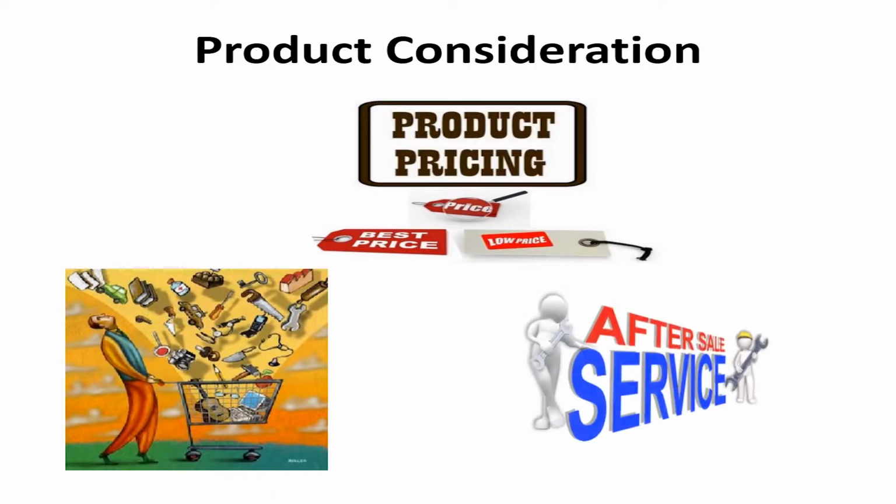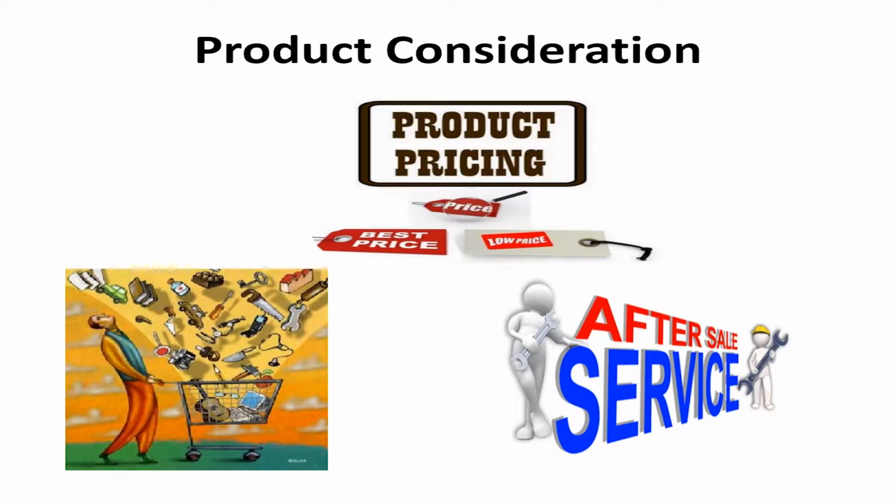The third point is after-sale services. Some products may require after-sale services. Products like motor vehicles, air conditioners, televisions, etc. require after-sale services. The channel of distribution will be short for such products.